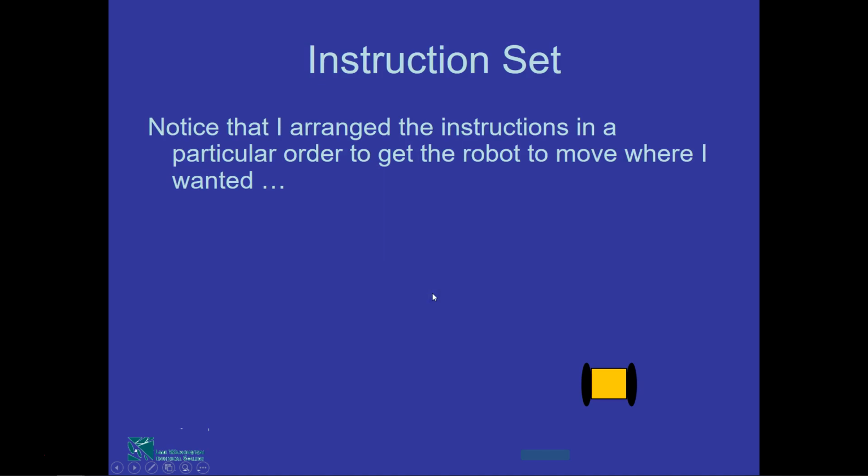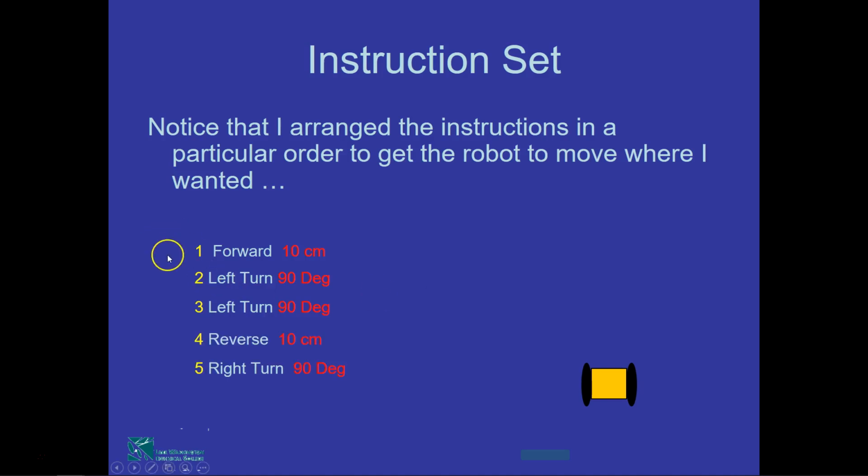Now notice that I arranged the instructions in a particular order to get the robot to move where I wanted. So you saw that this was my order. I first went forward 10 centimeters. This was my first step, and the second step was to take a left turn of 90 degrees, then take another left turn of 90 degrees, and then do a reverse of 10 centimeters.